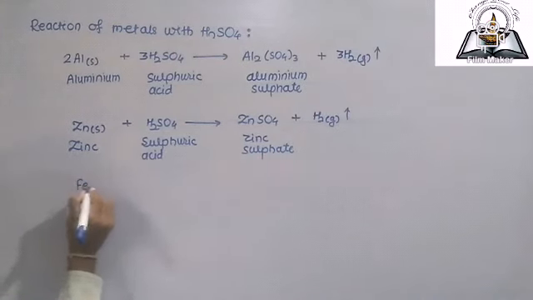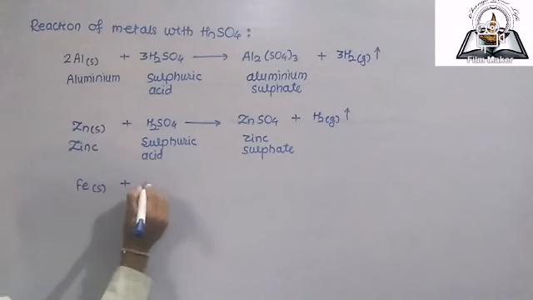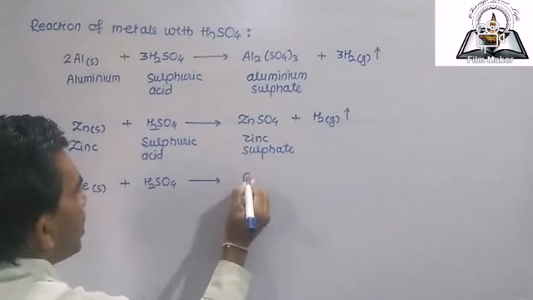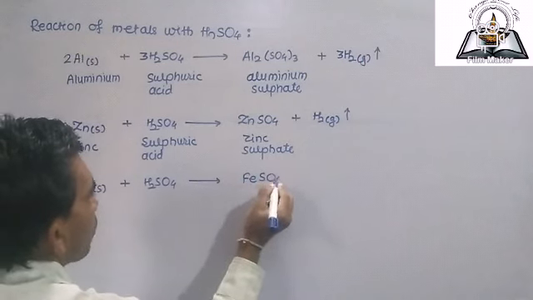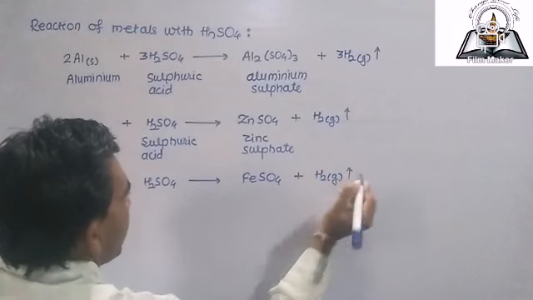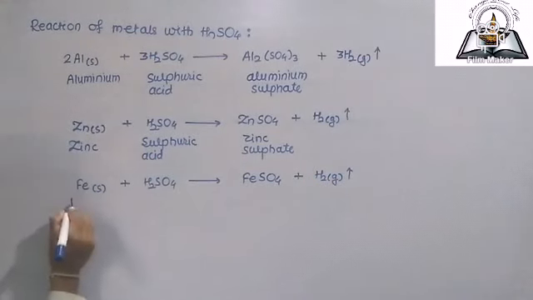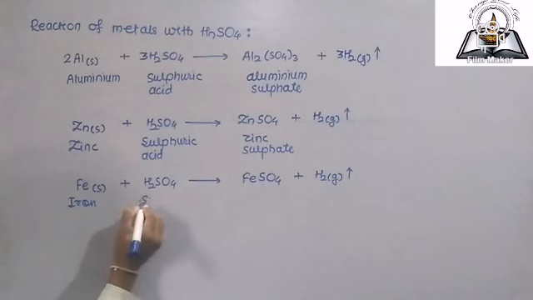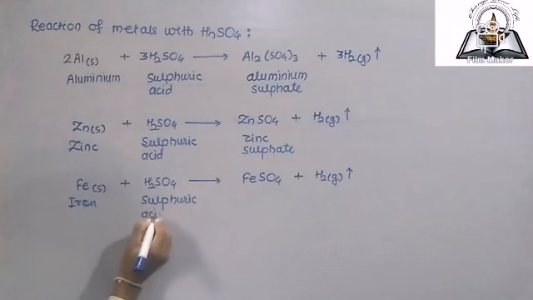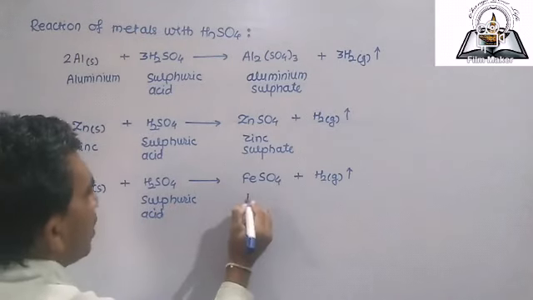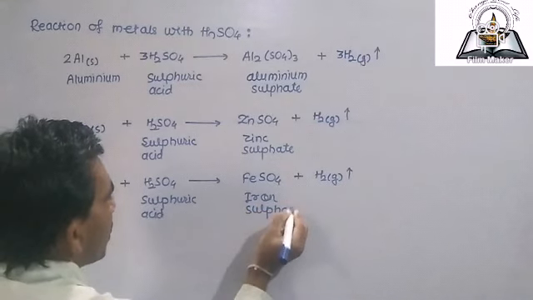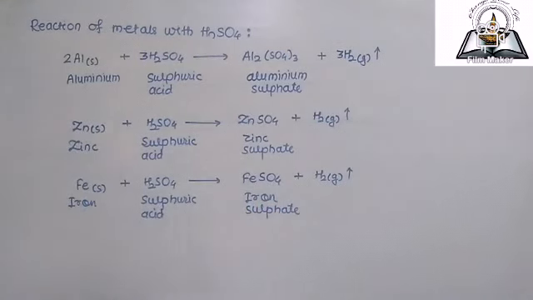Another one, if we consider iron treated with sulfuric acid, it gets converted to iron sulfate, FeSO4, with the liberation of hydrogen gas. So here iron, this is sulfuric acid treated with iron gets converted to iron sulfate. Here iron sulfate will form, it is balanced, with the liberation of hydrogen gas.